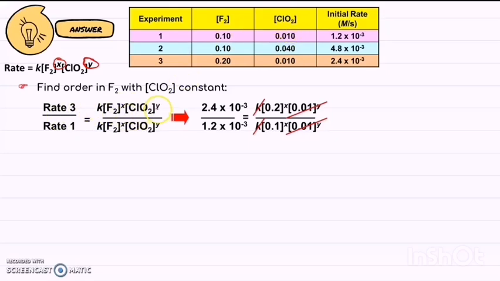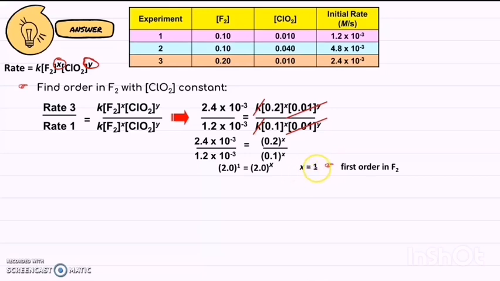Then I will substitute all the values into the rate law for experiment 3 and experiment 1. Next step is I can cancel out the value of k, as both experiments will have the same value of k, and also I can cancel out the concentration of ClO2. At the end, I will have this kind of calculation, and after all, we will have x equal to 1, which shows that it is first order in fluorine or first order with respect to F2.